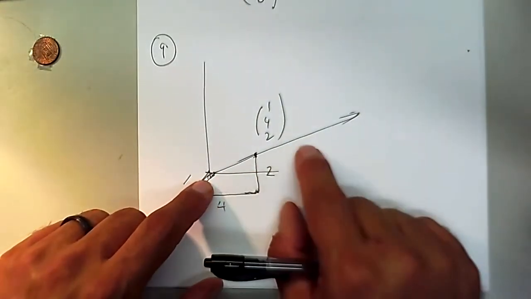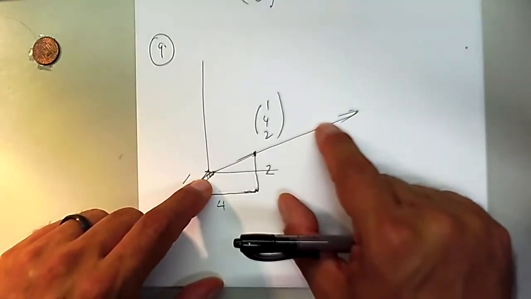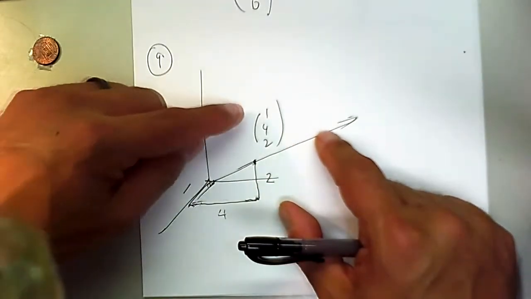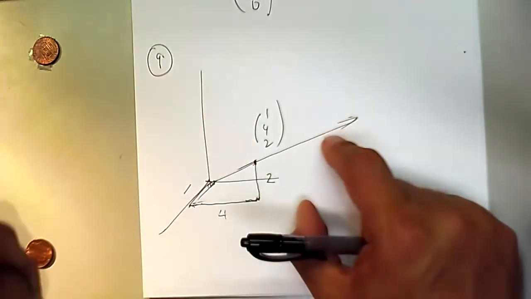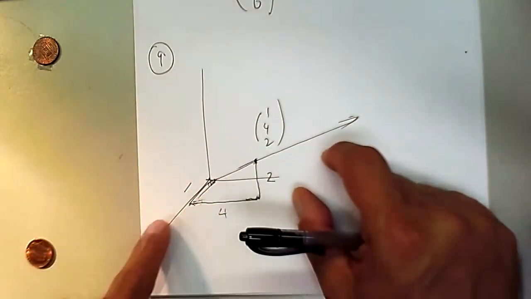Now mind you, any non-zero vector on this line will generate the line. So if you take twice as much, 2, 8, 4, that point will also generate this line. And this line keeps going on the left too.